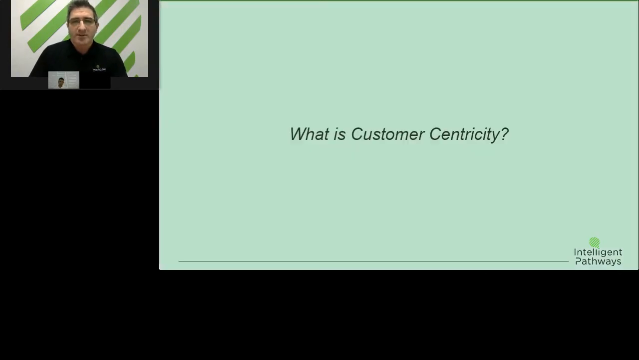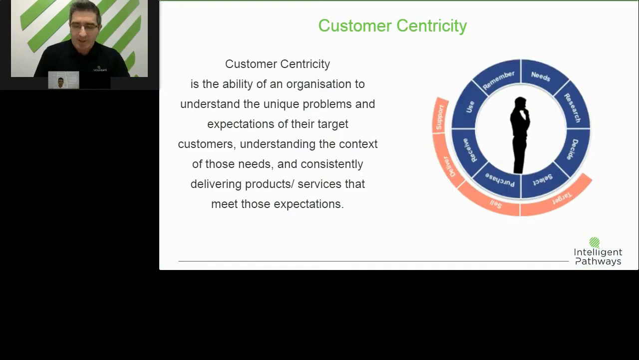So what is customer centricity? We talk about customer centricity as the ability of an organisation to understand the unique problems and expectations of their target customers and then do something about it. Understand the context of the needs, and consistently craft and deliver products and services in order to meet those expectations. That's a fairly standard definition.